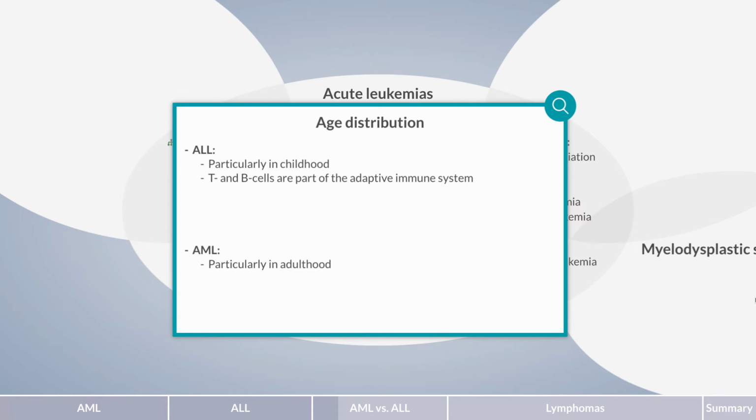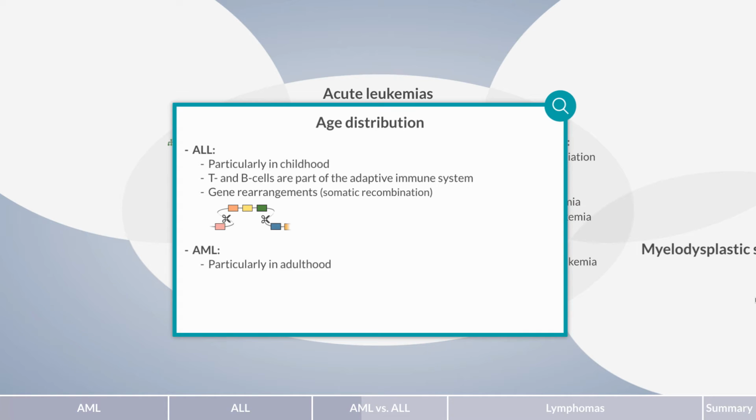T cells and B cells are part of the adaptive immune system and can react specifically to various pathogens. The foundation of this specificity is the diversity of antibodies and T cell receptors. But how does this diversity arise? It is achieved by gene rearrangements during lymphocyte development. The entire process is termed somatic recombination.